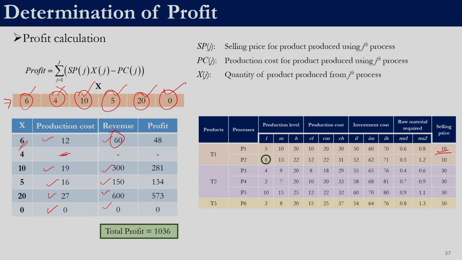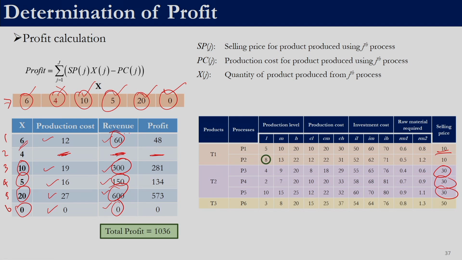So, the second variable itself is violating the domain constraint. So, we will not calculate production cost, we will not calculate revenue, and the profit from that is also not calculated. From process 3 the production is 10 and the selling price is 30, so the revenue earned is 300. Similarly 5 into 30 is 150, 20 into 30 is 600, and 0 into whatever the selling price is will still give us 0. So, this is the revenue.